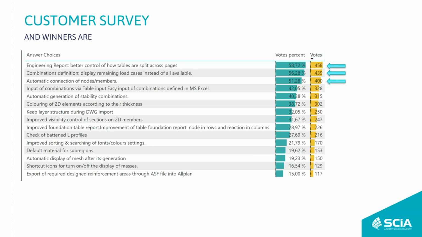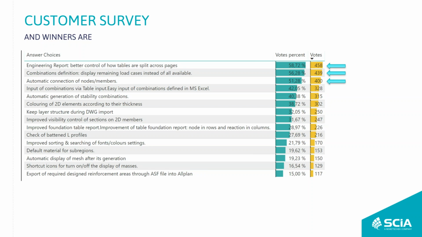On the second place, that's the definition of combination, because sometimes it was a bit clumsy when I defined the combination. I have a long list of load cases. I choose one, but it didn't disappear from the list, so it was very annoying if I had a lot of load cases. The improvement is that the selected load case is removed from the list of the load cases.